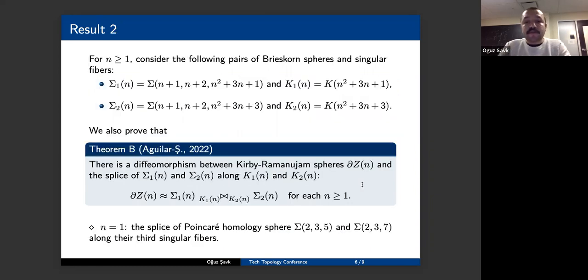These spheres are links of singularities in complex space, but at the same time they are Seifert fiber spaces. Here we look at their third singular fibers. We surger these two special families, and we also observe that this surgery is diffeomorphic to our Kirby-Ramanujan spheres. And the base case, n equal to 1, corresponds to the surgeries of the Poincaré homology sphere and the Brieskorn sphere Σ(2,3,7).